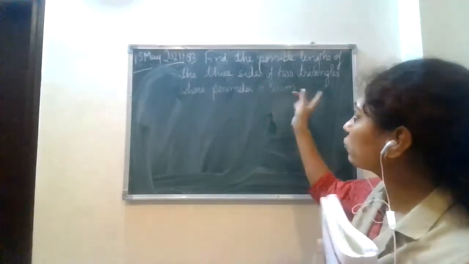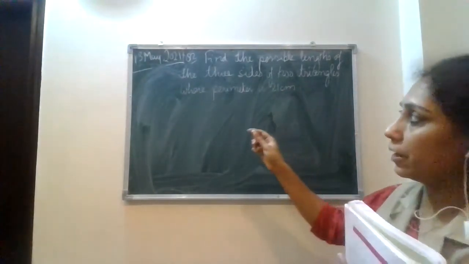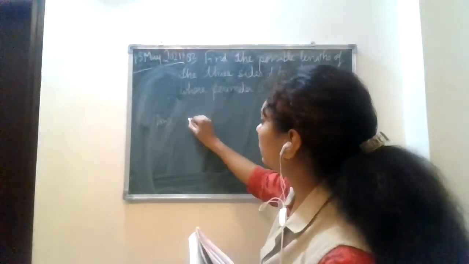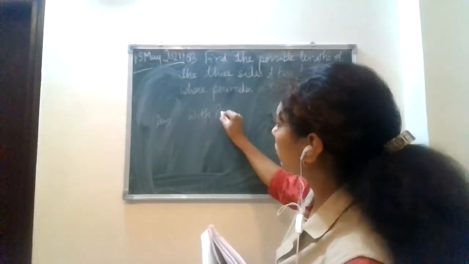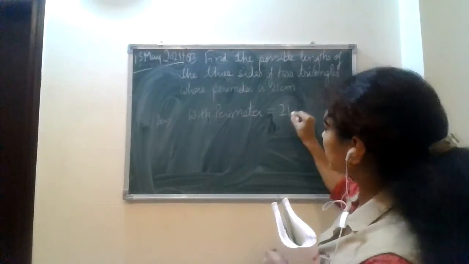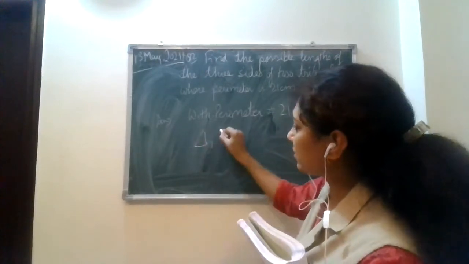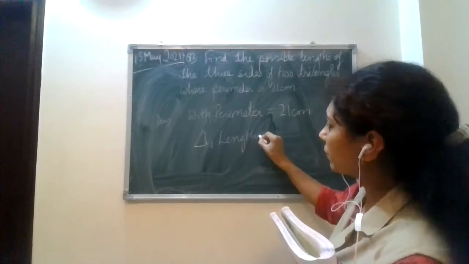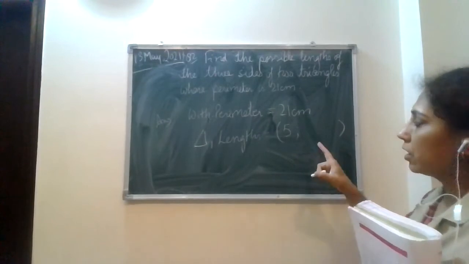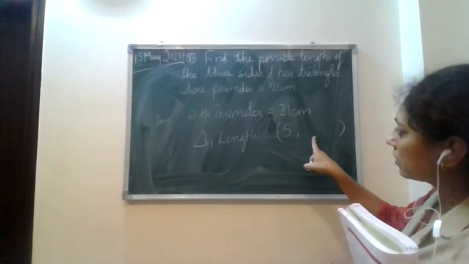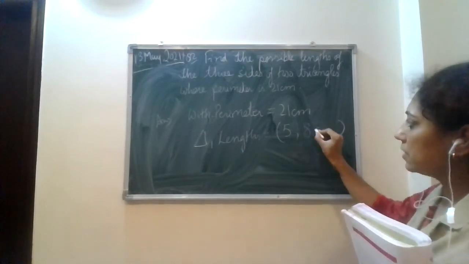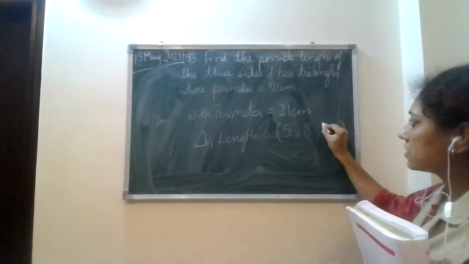Okay, so it asks for the possible lengths of the three sides of two triangles, right? So we have to give the lengths. See, answer with perimeter equal to 21 centimeters. Triangle one: what lengths can we take? See here, 5 centimeters, 5, and then can I take 5 plus 8? This is 13, and 7.